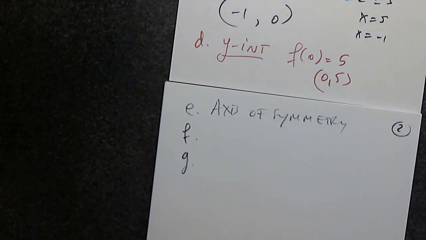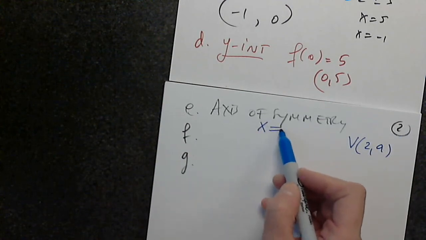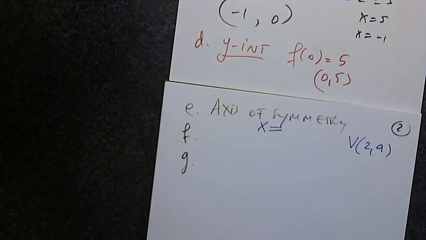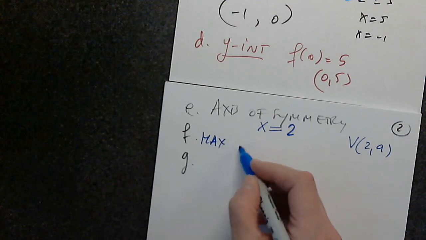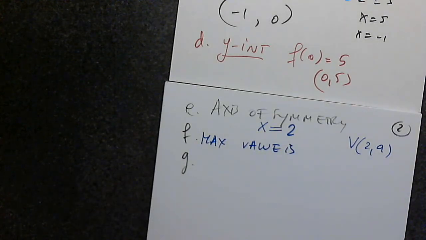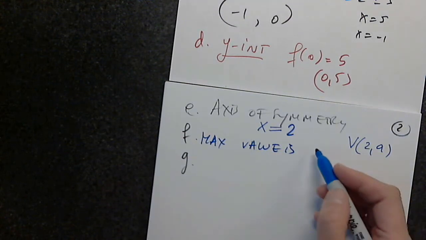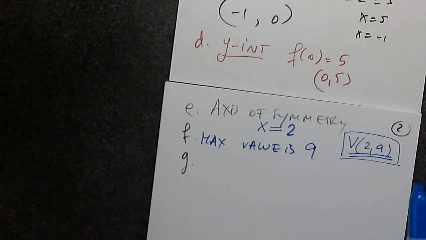So the axis of symmetry, remember the vertex is (2, 9). So the axis of symmetry will be x equals. Very good. Awesome. Thank you very much. Indeed, it is the vertical line passing through the vertex, and it must be x equals 2. Since this function has a maximum, the max value is 9. Very good. E and F are always read from the vertex.